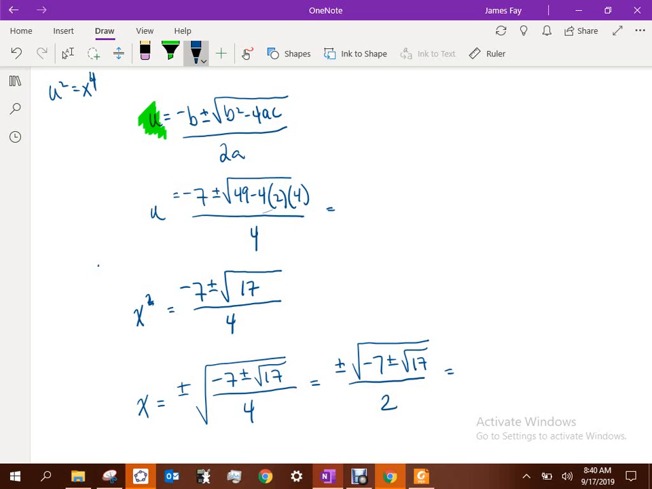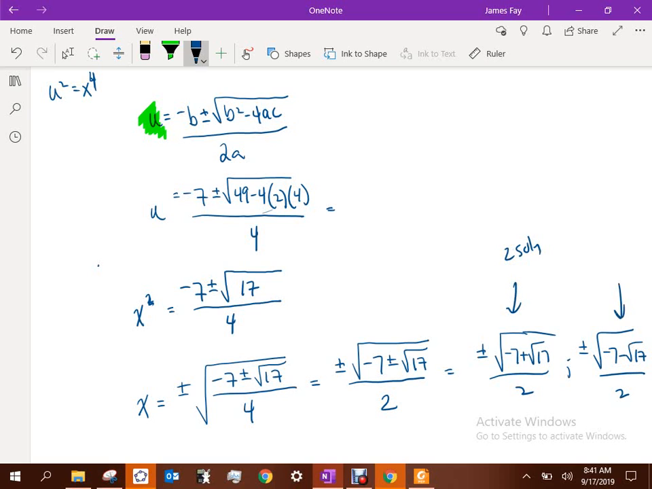Now I'm going to rewrite this in 2 versions. I'm still going to go plus or minus. But now I'm going to go negative 7 plus root 17 over 2, and then I'd have plus or minus negative 7 minus root 17 over 2. Does that kind of make sense, everybody? There are still 2 solutions here because of the plus or minus out front.